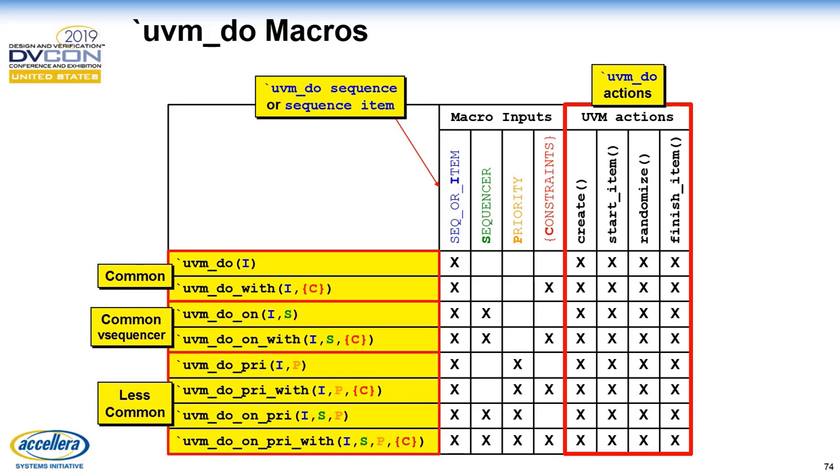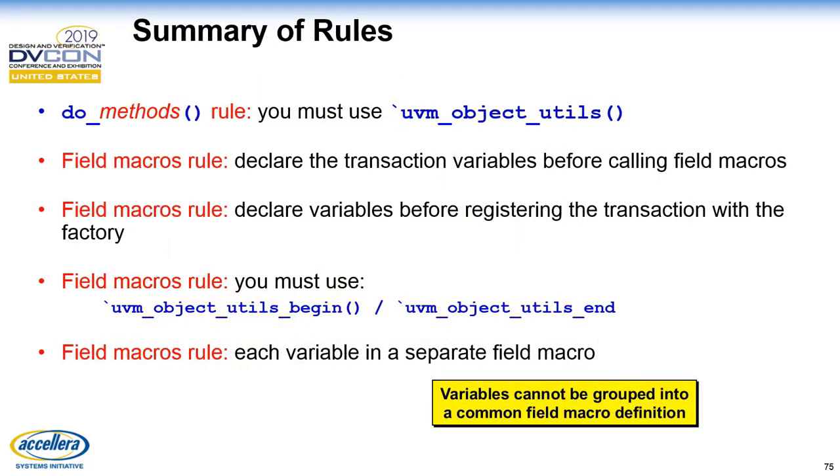If you're doing the do methods, the rule is you're going to use UVM object utils. Typically, you don't use begin and end, just UVM object utils. With field macros, you declare the transaction variables before calling the field macros. That's a field macro rule. You declare the variables before registering the transaction with the factory.